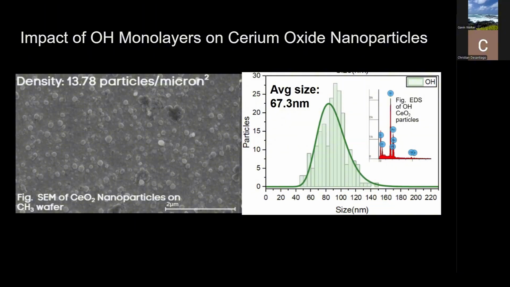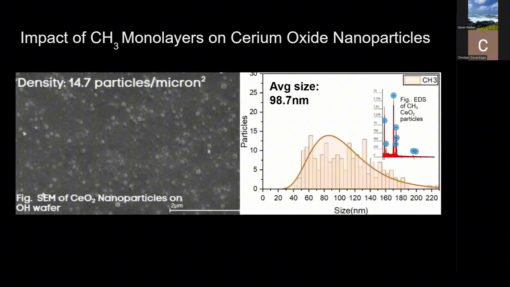The smaller particle size is advantageous though, because it provides a higher surface area to volume ratio and more active catalytic sites. In contrast, the CH3 functionalized wafer produced the largest particles of about 98.7 nanometers and the broadest size distribution. The hydrophobic methyl groups likely suppress precursor adsorption and heterogeneous nucleation, so overall fewer nuclei form and continue to grow in a precursor-rich environment, resulting in generally larger and more broadly distributed particles.